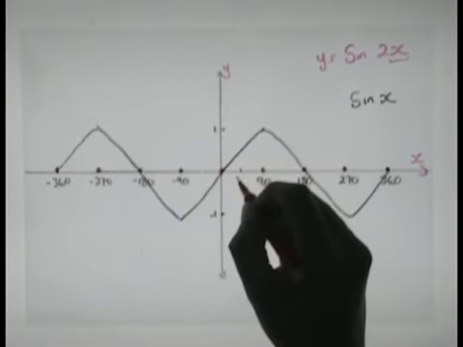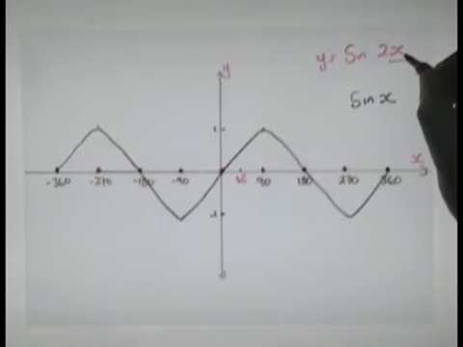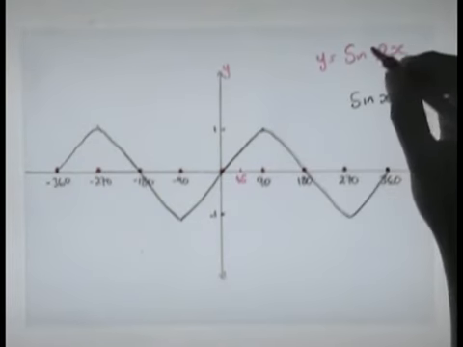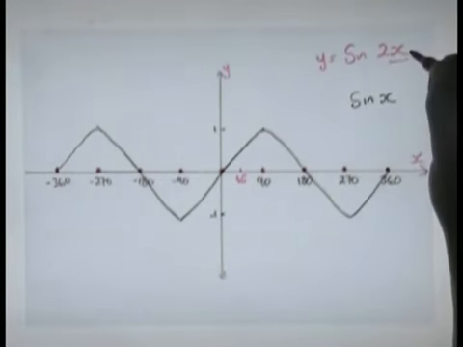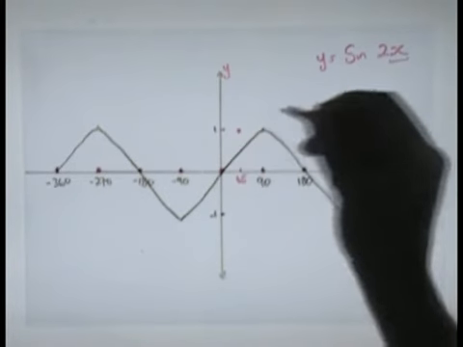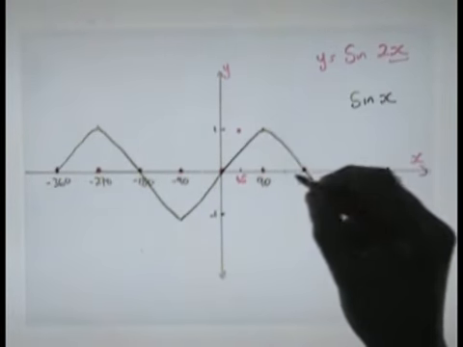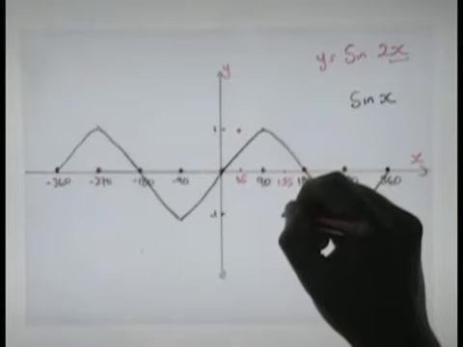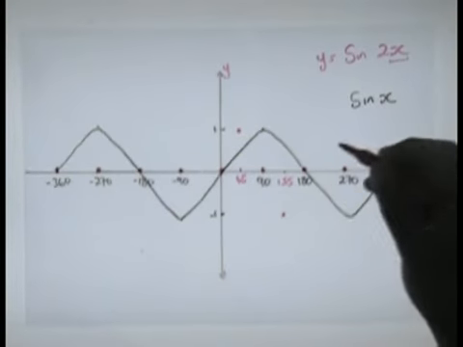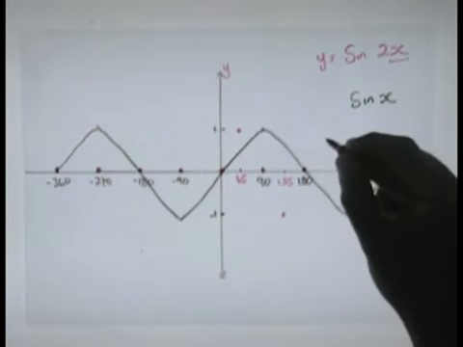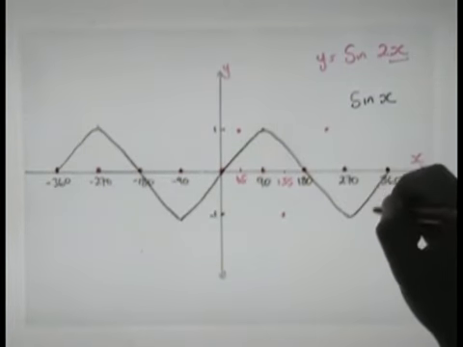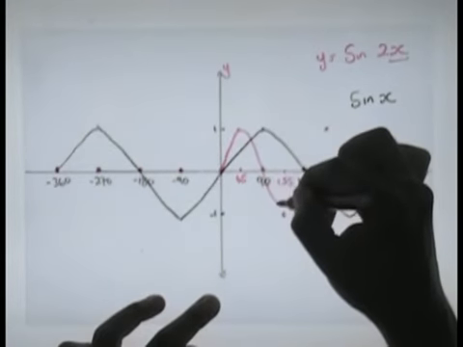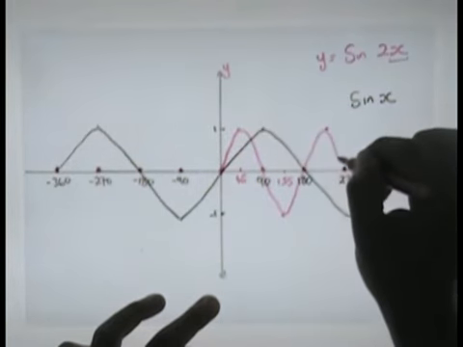Think about this angle, 45 degrees. 45 times 2 is 90. That means that at 45 we're looking for sine of 2 times 45, or sine of 90, which is equal to 1. At this point here, which is 135 degrees, it's going to be negative 1. So do you see the pattern that's starting to form? Basically what's going to happen is that our graph is now doubled.